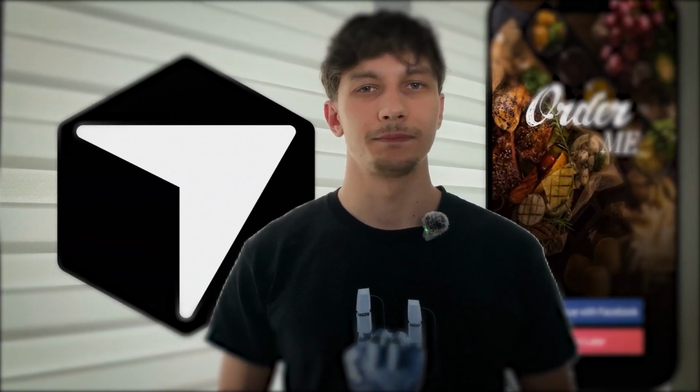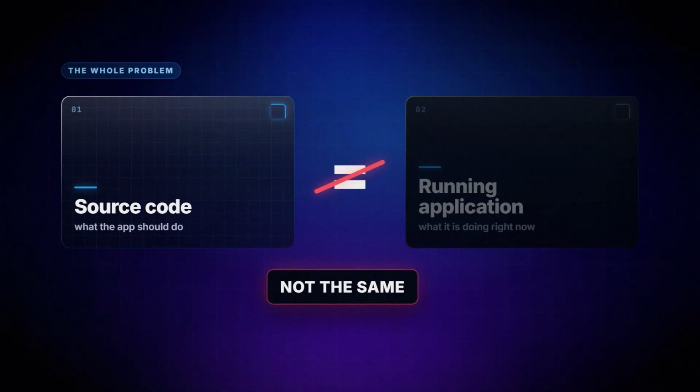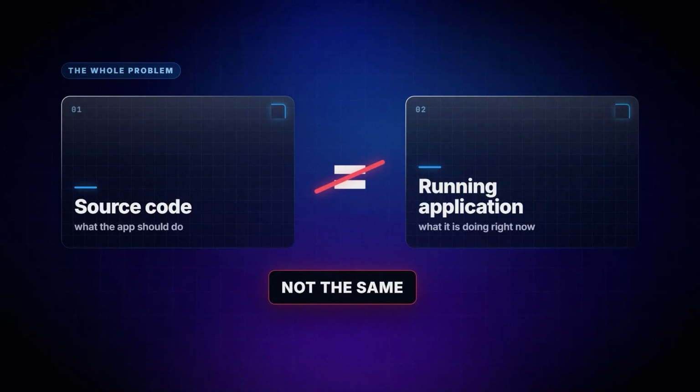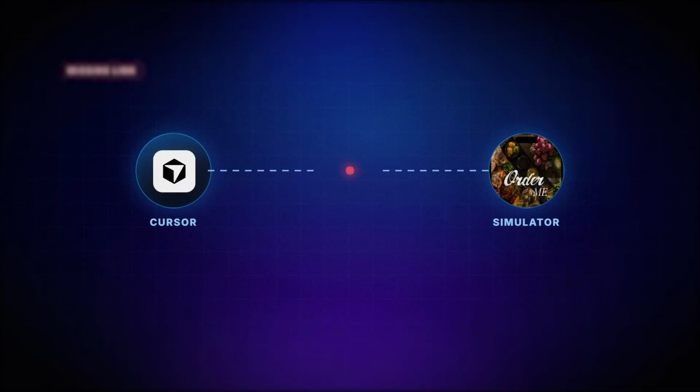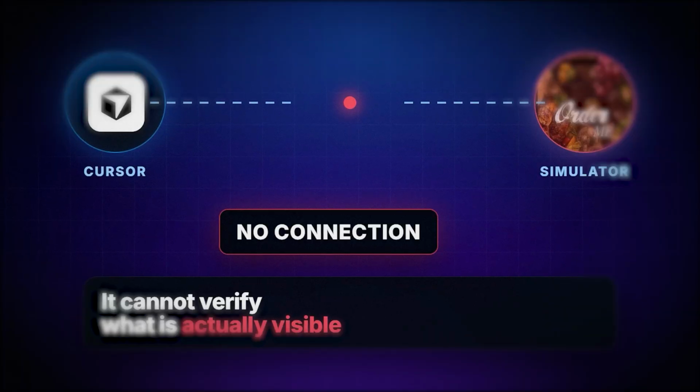Ask Cursor what screen is currently open on your iPhone simulator, and it usually has no idea. Yet, Cursor can analyze your repository, generate Maestro tests, review your YAML, and explain your automation architecture. That is because access to your source code is not the same as access to your running application. Cursor may understand what the application is supposed to display, but without a connection to the simulator, it cannot directly verify what is actually visible right now.